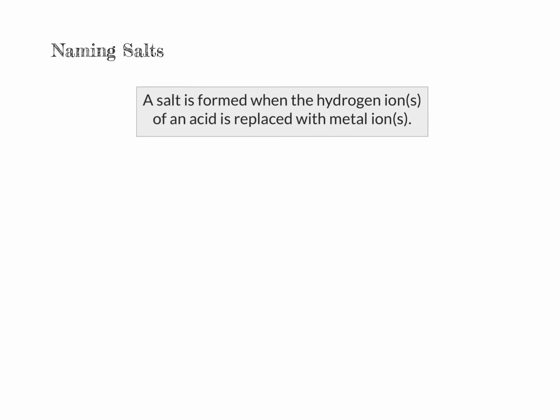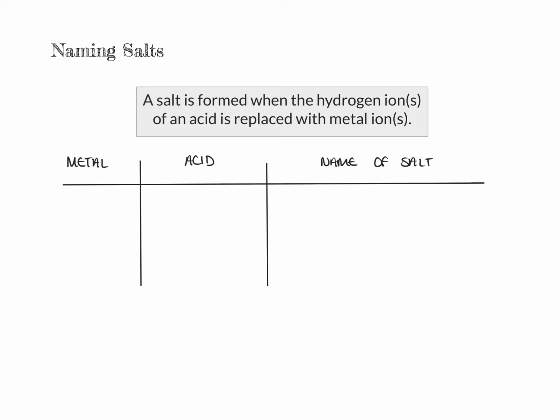So to name a salt, you need to take part of the name of the metal and part of the name of the acid. So I'll talk to you about what a salt is and then show you some examples. So a salt is a compound that's formed when hydrogen ions in an acid are replaced with metal ions. So I'll give you some acids and I'll give you some metal ions and show you how we would name the salt.